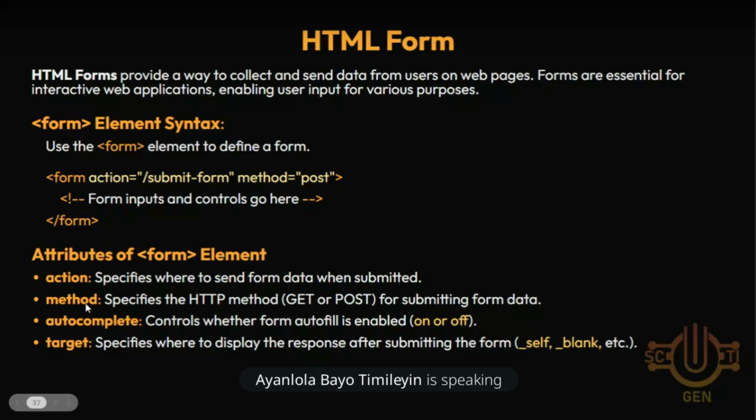And then we have the method. The method specifies the HTTP method, either get or post, for submitting form data. We actually have different methods. In fact, we have patch, put and delete, depending on what you want to do. But majorly, we have get and post. You can get the form data or you can post the form data. For instance, if you are creating a post on Facebook, Twitter or Instagram, you are posting to the server. In that case, you are using the post method to send your data to the server.